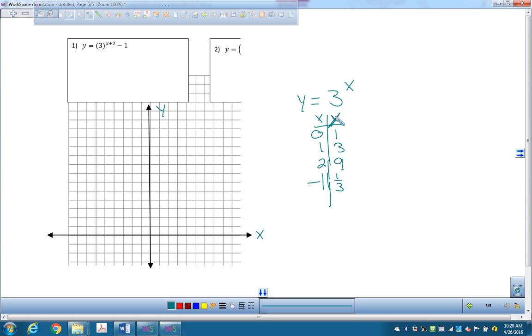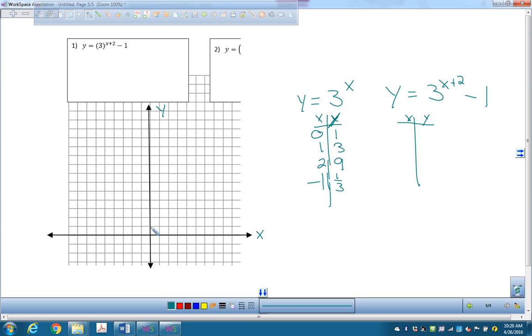3. Okay? Now, if I were to graph y equals 3 to the x plus 2, minus 1, given the same x and y values, it's going to basically move it left 2. So I would be subtracting 2 from this, and let's not explain that. So let's graph this first, okay?